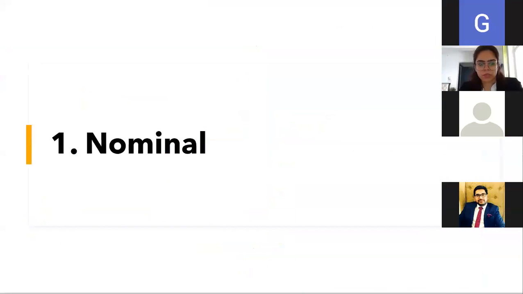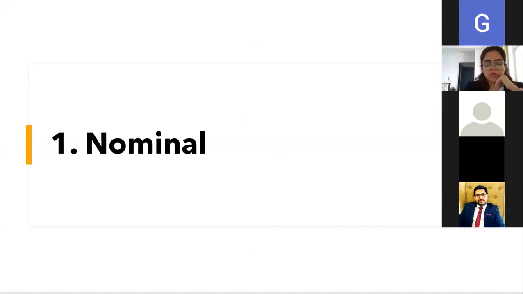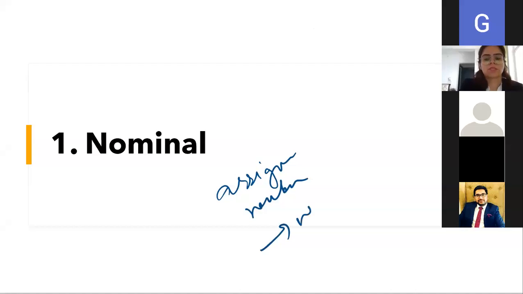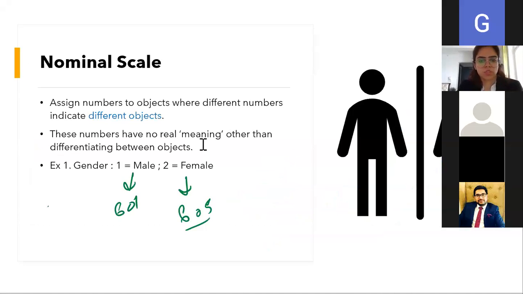What are the 4 different types of measurement? Nominal, ordinal, ratio and interval. Let's just revise these concepts quickly. What is nominal? Nominal scale is like assigning numbers to objects, and the number doesn't mean anything. Like the jersey number of a sports person. Yes, for example, jersey number. And I gave one more example, gender.